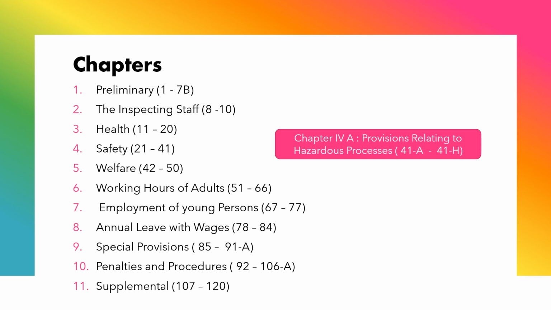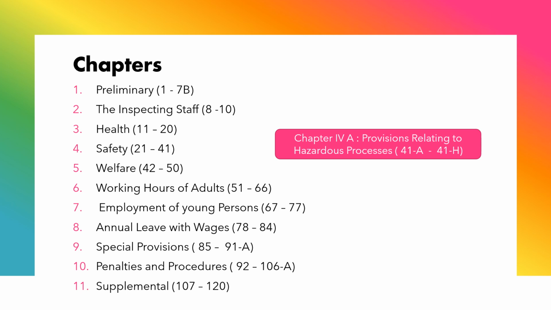Then Chapter 5 is with respect to welfare, from section 42 to section 50. Then Chapter 6, working hours of adults, from section 51 to section 66. Then Chapter 7, employment of young persons. The Factories Act also discusses the employment of adolescent children, the young adults, those who have not attained majority. So employment of young persons is from section 67 to section 77.